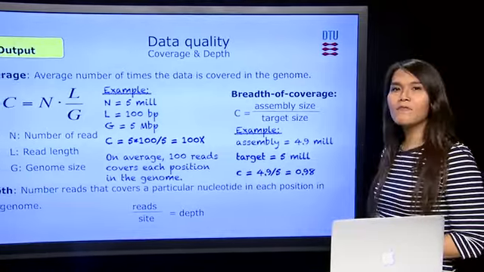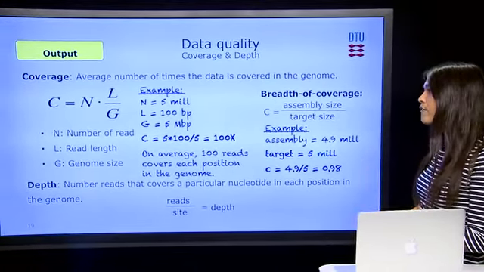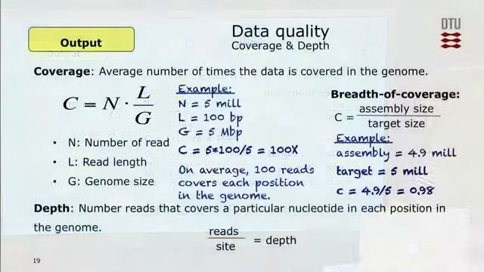Another parameter that we call depth. The depth is the number of reads that cover a particular nucleotide in each position of the genome. So you divide by the number of reads at the particular site, and then you will know the depth.